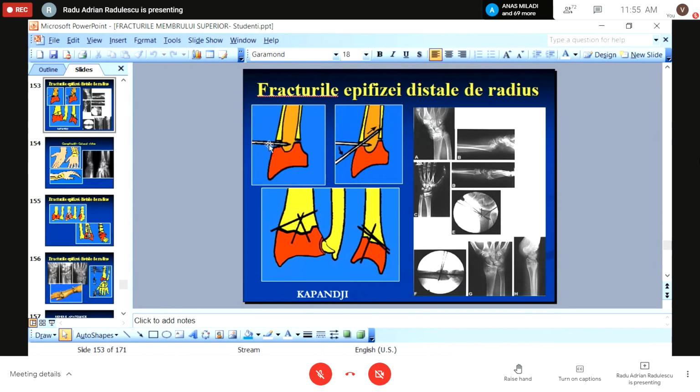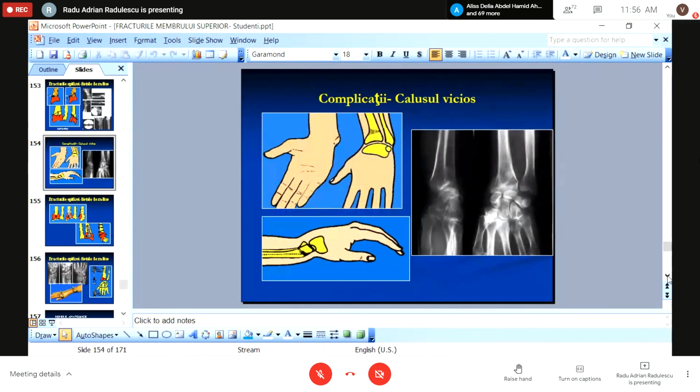Or we can introduce some pins through the fracture site, reduce the fracture by levering these pins, and then introduce them in the second cortex in order to fix the fracture. This method, described by Kapandji, is not only a fixation method, but a reduction and fixation method. So these are less invasive methods that may provide better maintenance of our reduction.